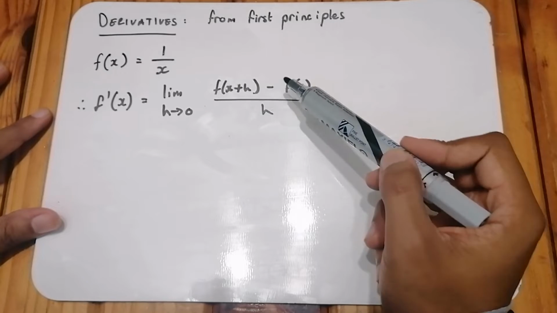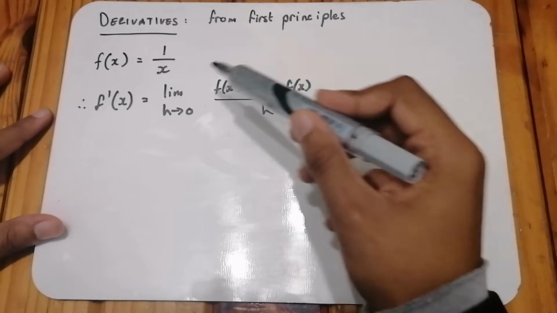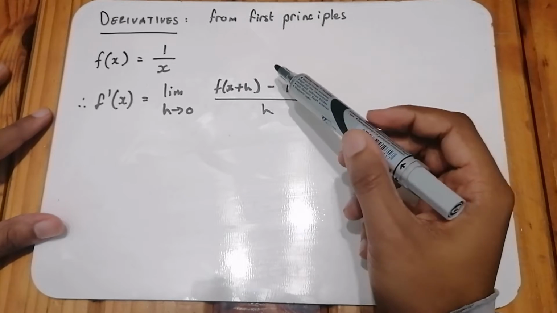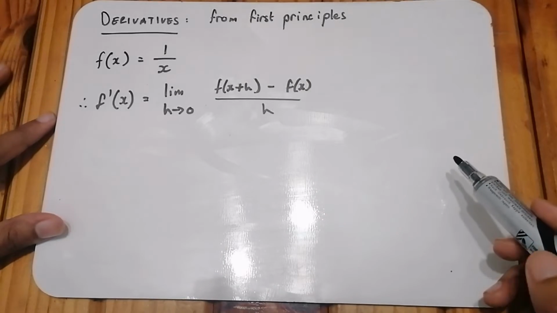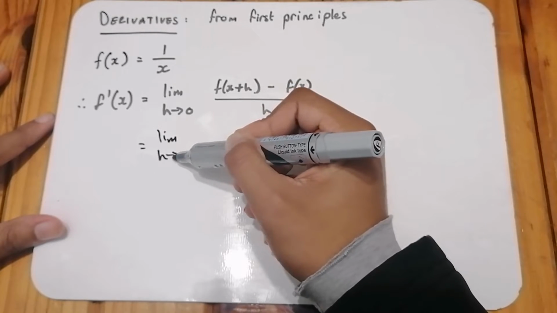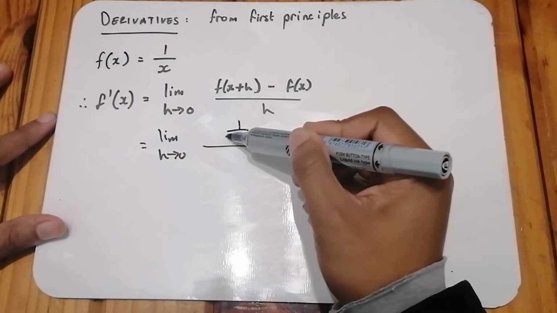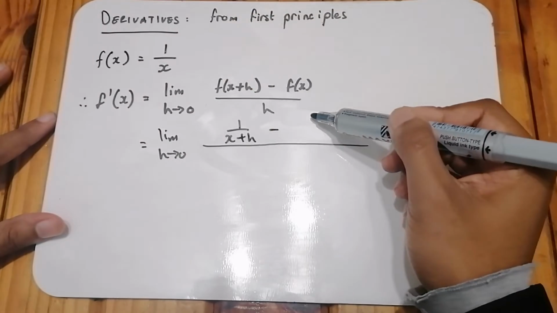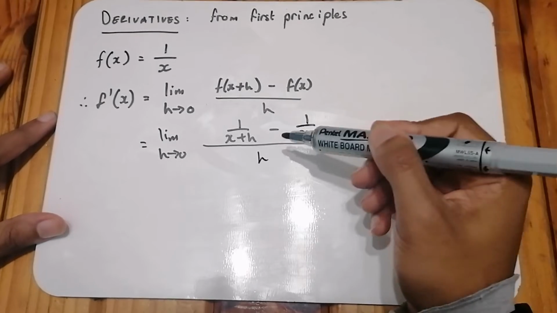Okay, so the derivative is the limit as h approaches 0 of f(x plus h) minus f(x), divided by h. So f(x) is the function on top, and f(x plus h) is just a version of the same function with a plus h next to the x. So I'm going to substitute first: f(x plus h), which is 1 over x plus h, and then I minus that from the original function, which is 1 over x. Okay, this is all divided by h.